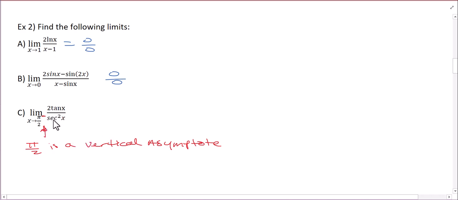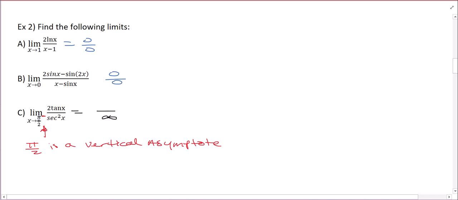So here, as x goes to pi over 2 from the left, we have tangent of pi over 2 from the left over secant squared of pi over 2. Now this one is always going to be, because it's squared, positive. Secant, remember, is 1 over cosine, so that's going to be an infinity. So it's going to go to infinity.